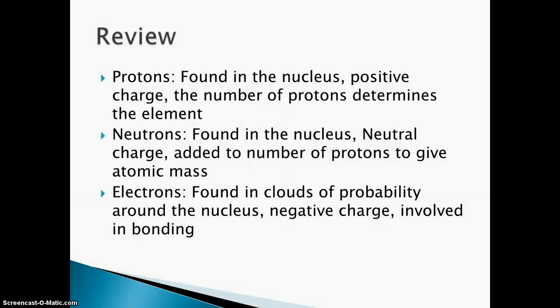Okay, and then last but not least, the electrons. Okay, they've got that negative charge. They're involved in bonding, and then they're found in these clouds. And we're going to represent those with orbits and circles for today. But generally, they're found in these clouds of probability where we think they probably are, and they're around the nucleus. And again, they're the key part of bonding, and that's where we're going with this.